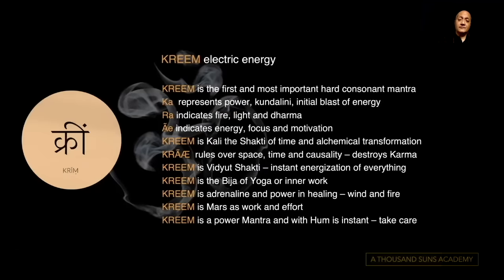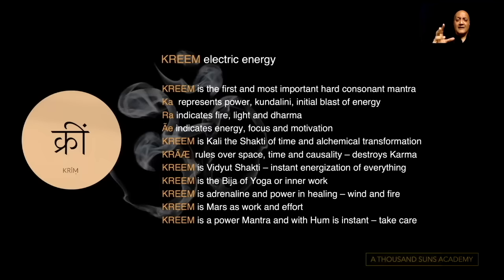Kriem is Kali, electric power, the energy of the universe of instant lightning, electricity, power. The Tesla power force in you is Kriem. You know, Ka represents power, Kundalini, the initial blast of energy. Ra indicates fire, like we saw before, light. E, energy, focus, direction, motivation. Kriem is the full, most important consonant mantra there is.